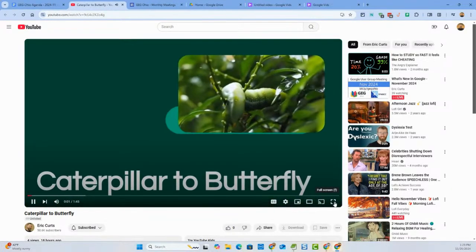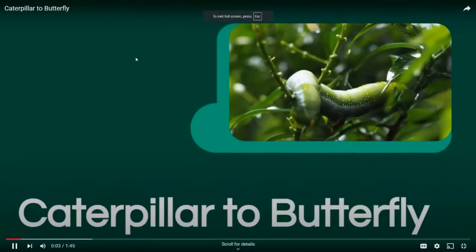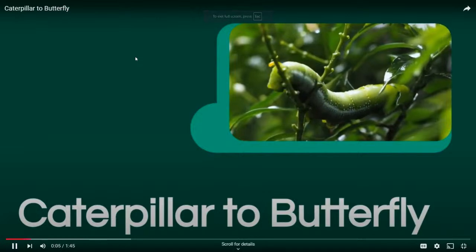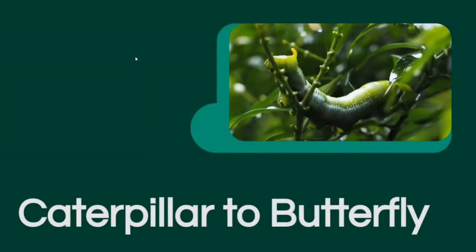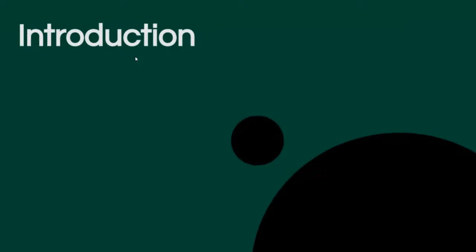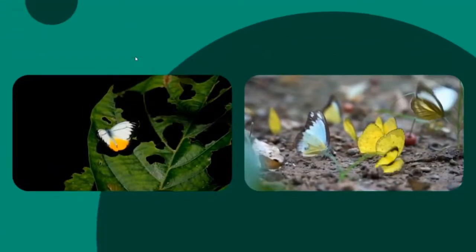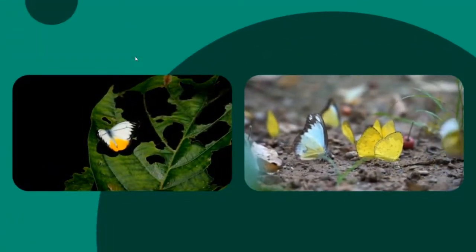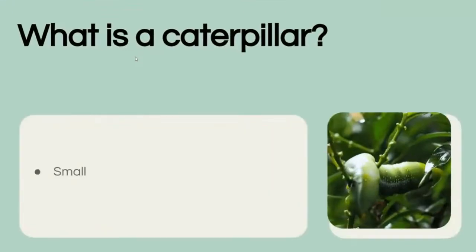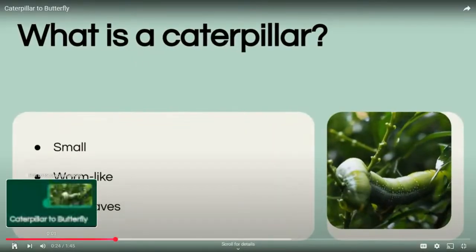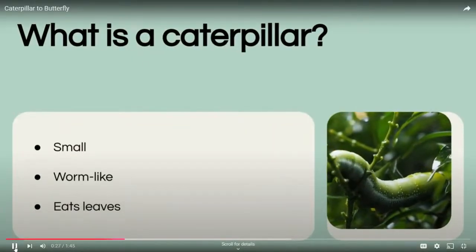Hello, 5th graders. In this video, we're going to learn about the amazing transformation of a caterpillar into a butterfly. Butterflies are beautiful creatures that we often see fluttering around in our gardens and parks. But how do they come to be? Let's find out. A butterfly is an insect that has 4 wings, a long body, and antennae. A caterpillar is the immature form of a butterfly. It has a long, cylindrical body with many segments.